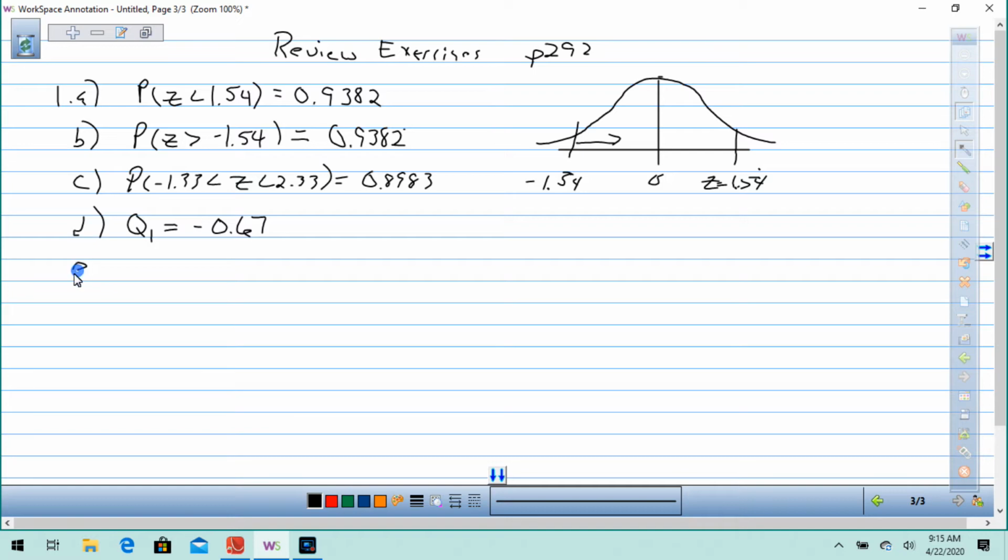And E, if the mean bone density test score is found for 9 randomly selected subjects, find the probability that the mean is greater than 0.5. Okay. The probability that X bar is greater than 0.5. Okay, now we're using X bar, so that's going to change this. That's going to change that.